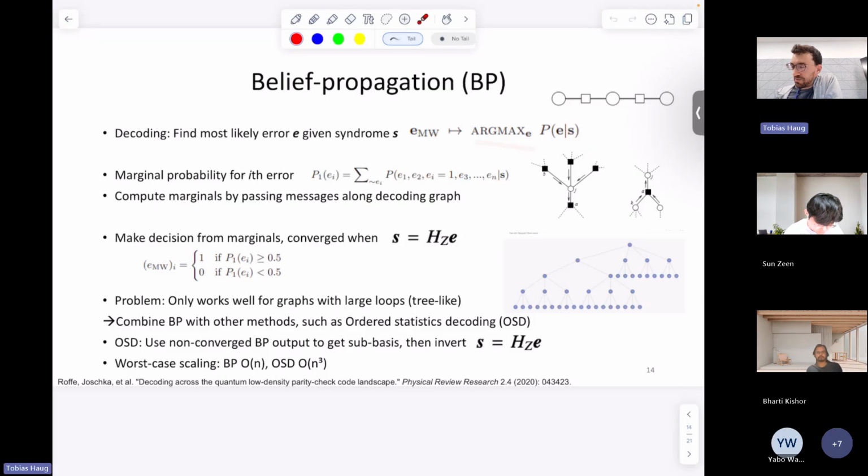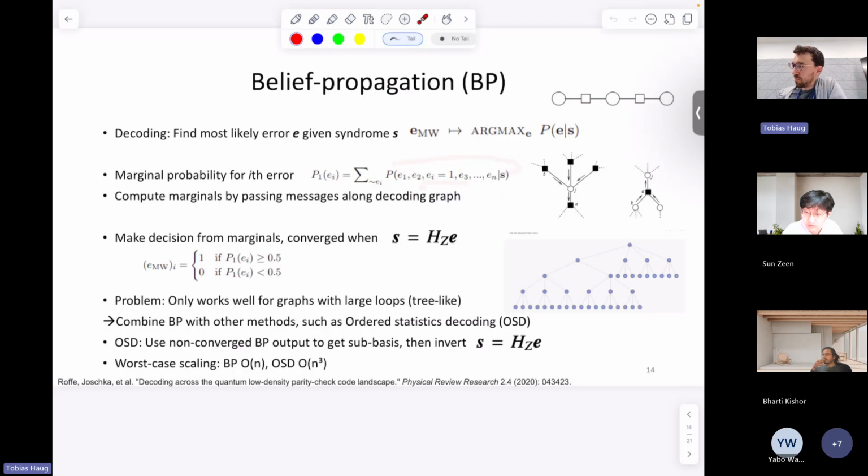But solving this, as we know, is difficult. So belief propagation approximates this by saying, okay, let's try to find the marginal probability for each particular variable, right? So we have each error, E1, E2, E3 up to En. Now we're trying to find the marginal probability of observing an error. And this is just the summation over the full probability distribution, where we set the ith error to 1, and then we sum over all possible errors, right? So this gives us the marginal probability.